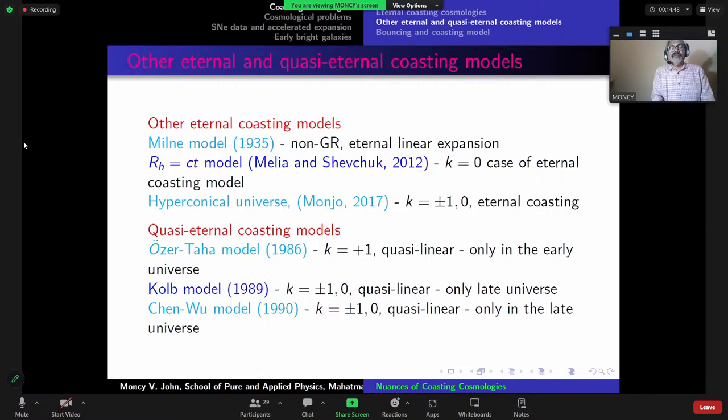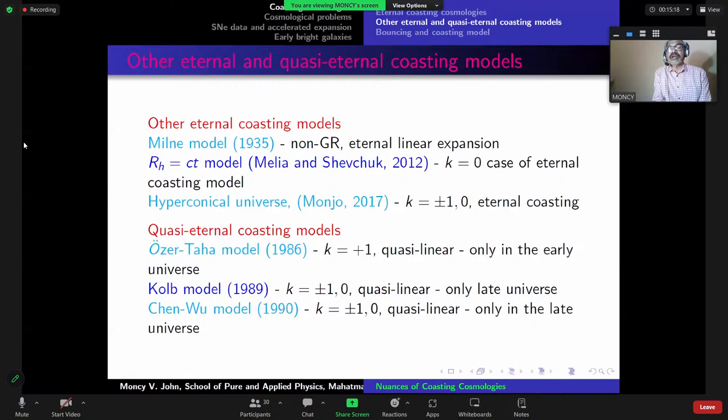And let me now consider the other eternal coasting models discussed in the literature. The classic Milne model of 1935 is a non-general relativistic model. It has eternal linear expansion, but it's not a realistic model because it does not consider even gravity. Even in the very early epochs, gravity is not considered to be contributing to the cosmic evolution.